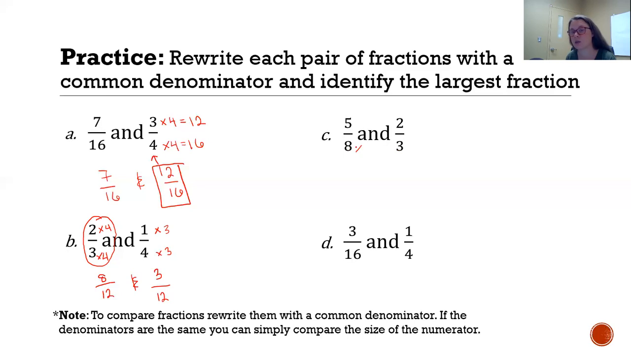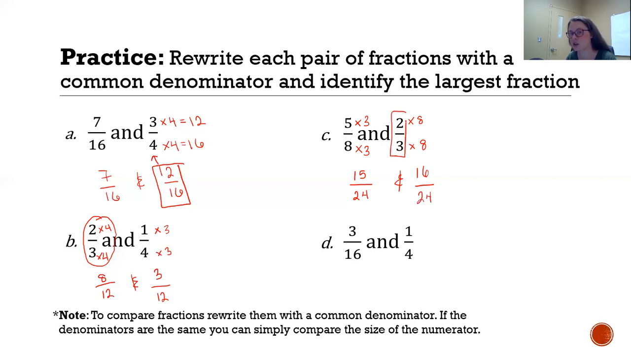So we're going to take our 8 times 3 and 5 times 3 on one side. And then over here, we're going to multiply both by 8. The reason we have to do whatever we do to the bottom, we have to do to the top is to keep it balanced. Otherwise, the fraction won't be equal. It will be different. So our new fraction, 5 times 3 leaves me with 15 over 8 times 3 gives me 24. So 15 over 24. And the other fraction, 2 times 8, leaves me with 16. And again, 24 on the bottom.